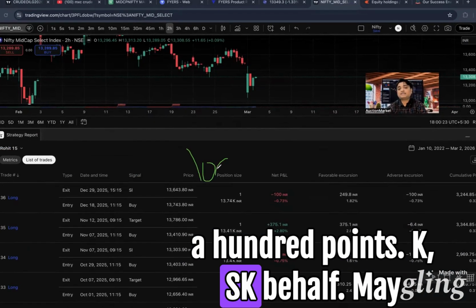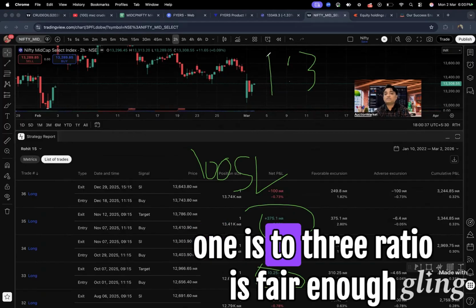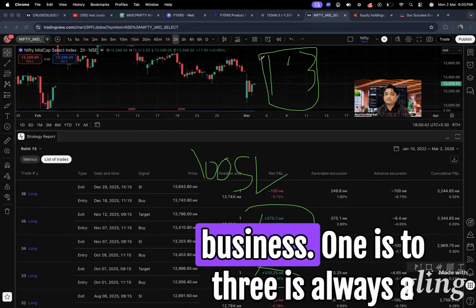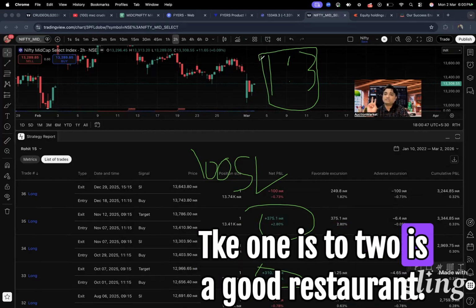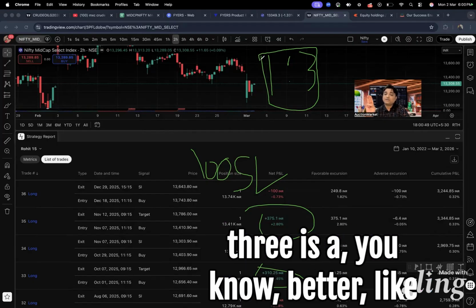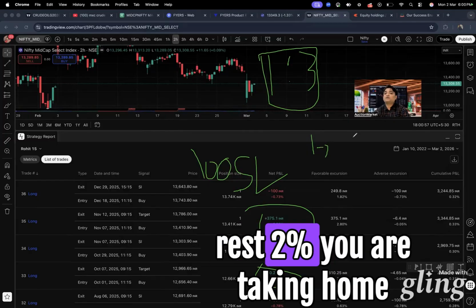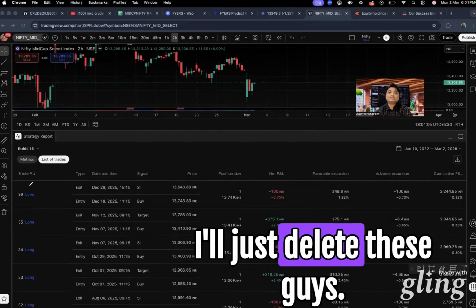For a 100 points SL, you're getting 300, 375, 310. It is exactly a 1:3 ratio, which is fair enough. Whenever you are in the trading business, 1:3 is always a good ratio. 1:2 is a good ratio, 3 is better, like a good performer, you can tell. You risk 1%, and the rest 2% you're taking home. Getting it? I'll just delete these, guys.